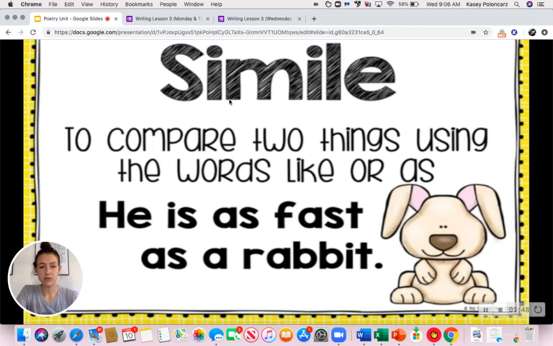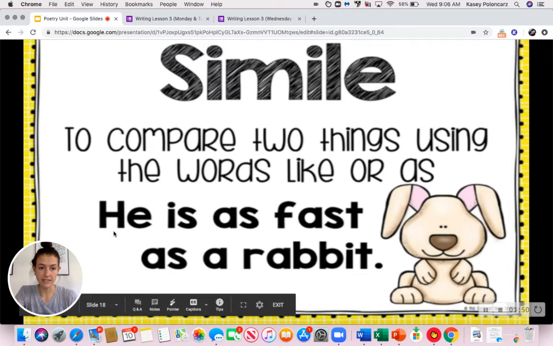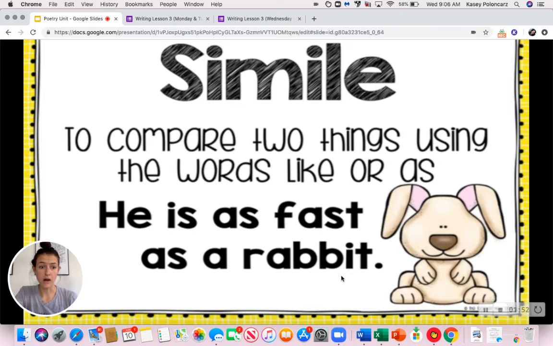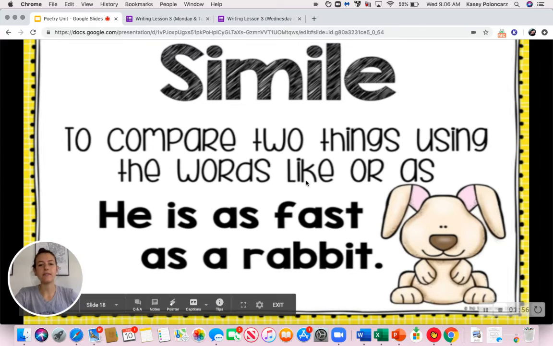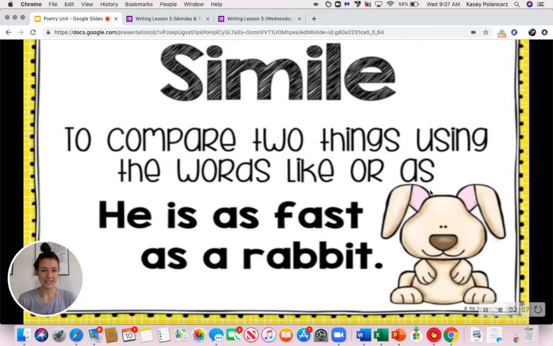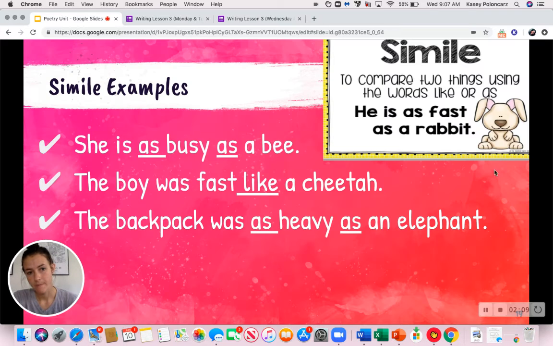So let's use this definition. It's comparing this boy to a fast rabbit. So that's comparing something. And then let's see if it uses like or as. He is as fast as. So it has the as's in it. So that means that it is a simile.